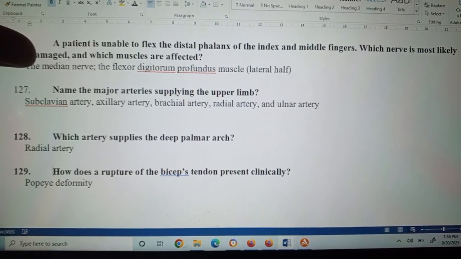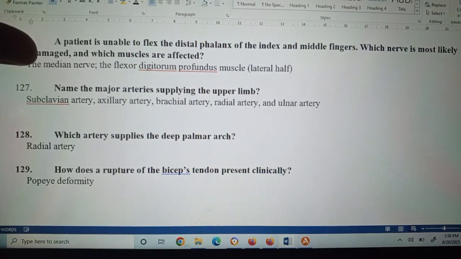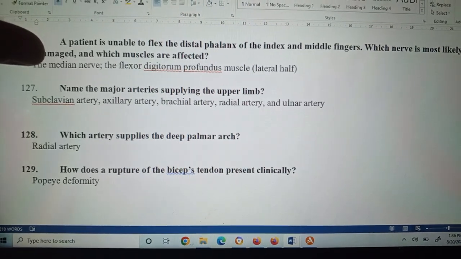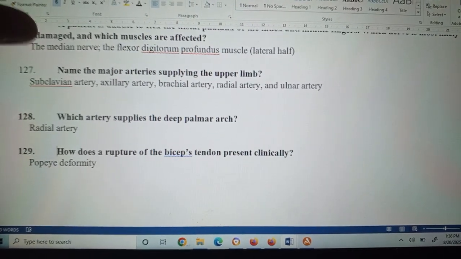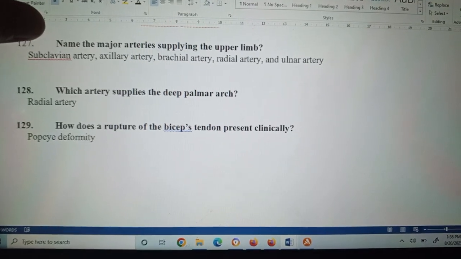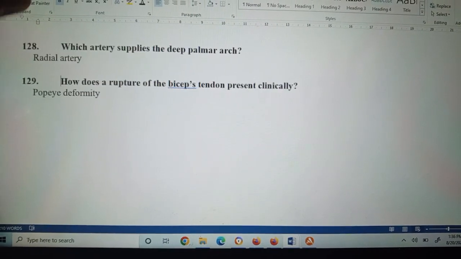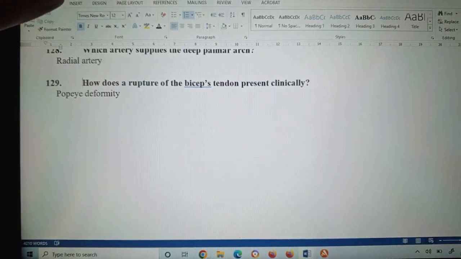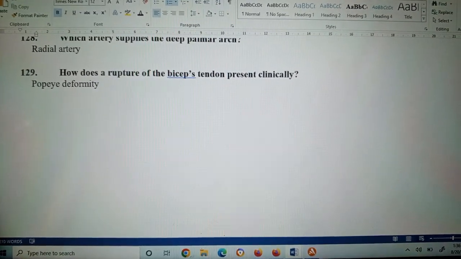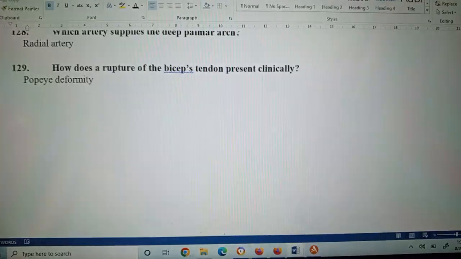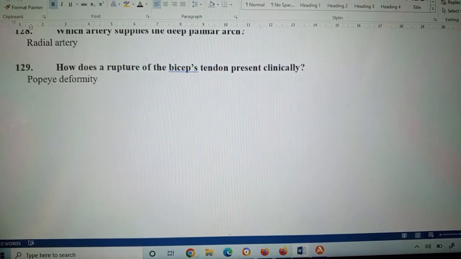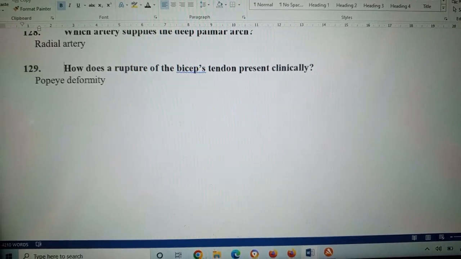Name the major arteries supplying the upper limb: subclavian artery, axillary artery, brachial artery, radial artery and ulnar artery. Which artery supplies the deep palmar arch? Radial artery. How does a rupture of the biceps tendon present clinically? Popeye deformity.